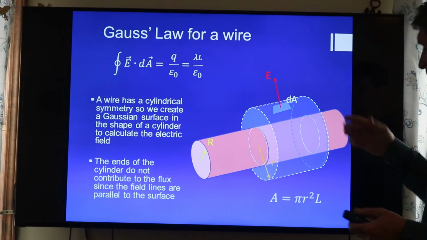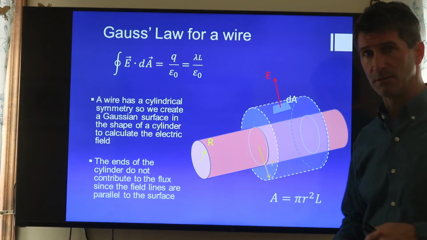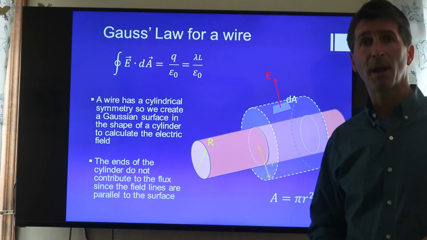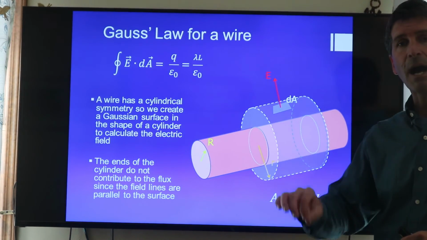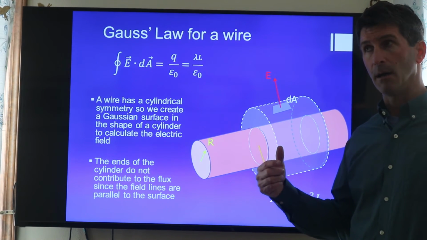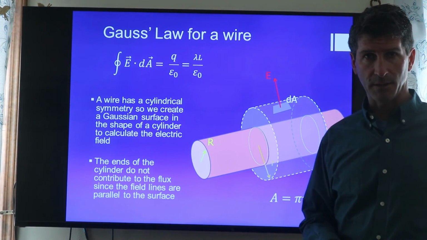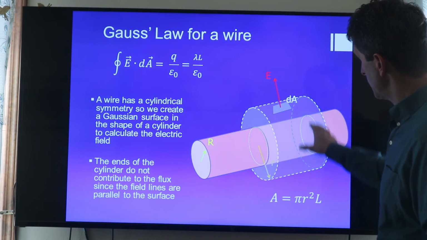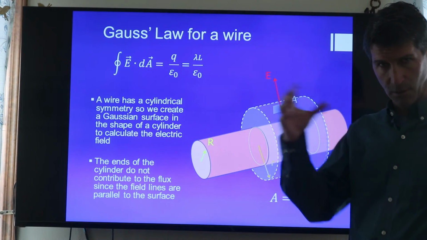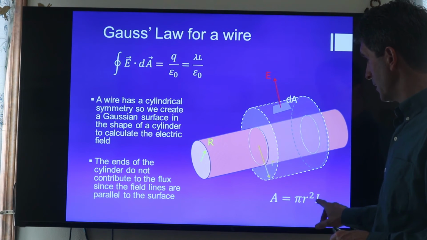So we do that, and of course, for a cylinder, the two end faces of the cylinder are not important here. And why are they not important? Because the electric field is actually going parallel to the surface. E dot dA, okay, the dot product of a vector parallel to a surface is always 0. So there's no contribution from the ends of the cylinder right here. We're just interested in the outer part of the cylinder, the curved surface of the cylinder, if you will, and that has an area equal to pi r squared times L.